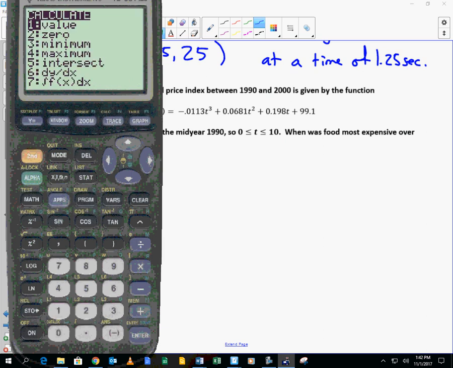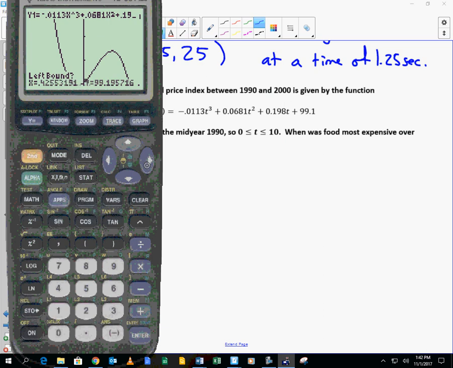So I can calculate number 4, and I go over to that maximum location. Then it's going to ask me to move to the left. Once I arrive there, I move to the left. Once I'm convinced that I'm to the left, I can then move to the right. And once I'm convinced I'm to the right of that, I can press enter, enter on guess, and I get x is equal to 5.15.